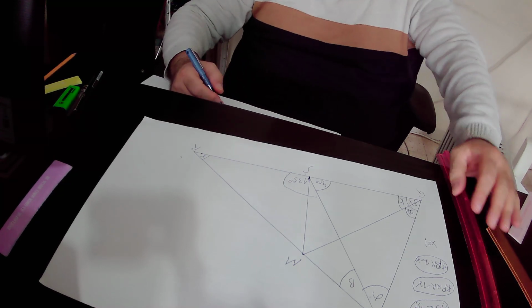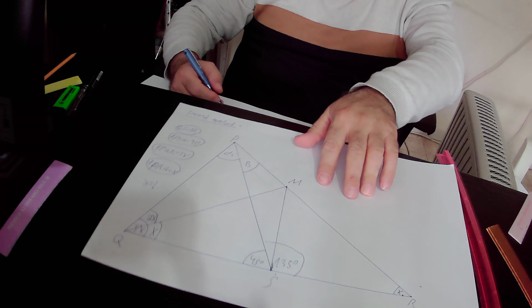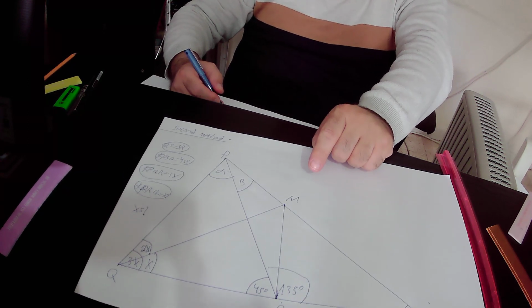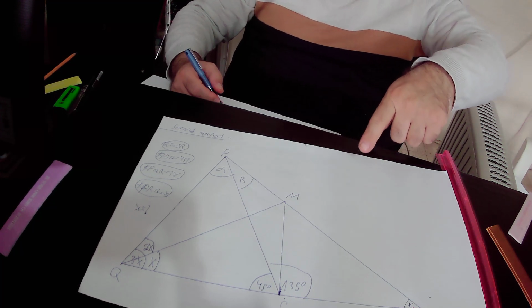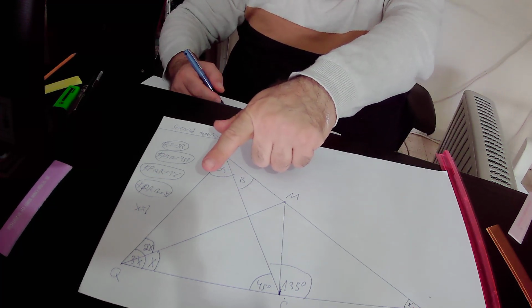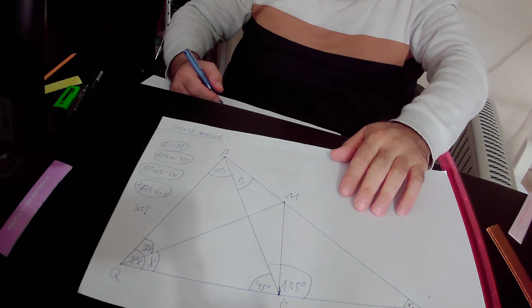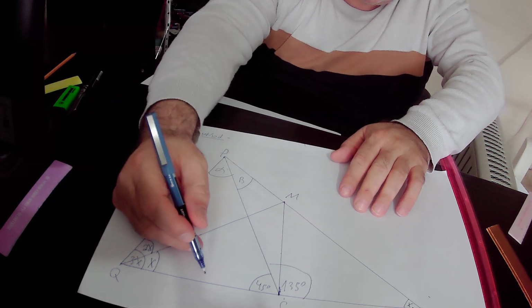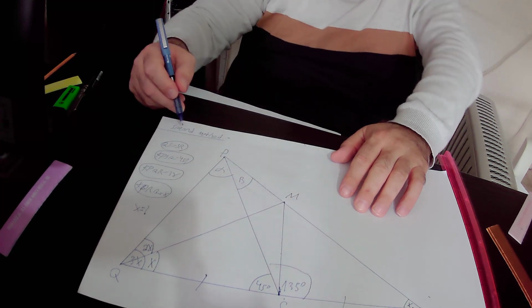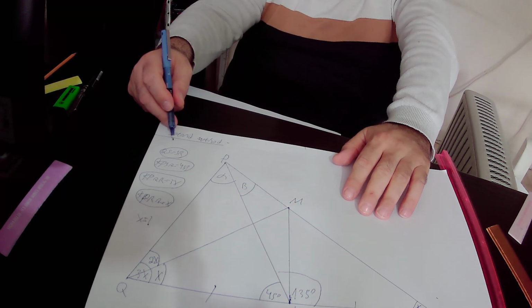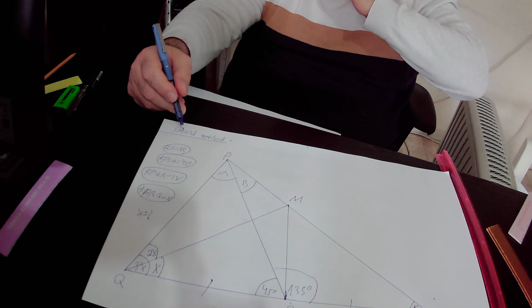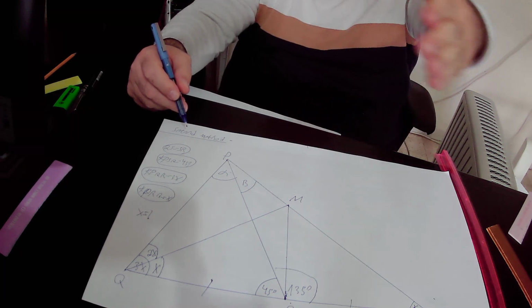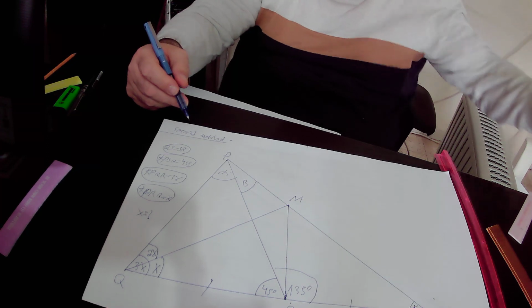So actually, MS is the median to the base of the isosceles triangle MQR. Why is MS the median? Because it bisects the base QR into two equal parts. It is given to us in the question that QS equals SR. So you can see here, QS equals SR. Therefore, MS is the median to the base in the isosceles triangle MQR.